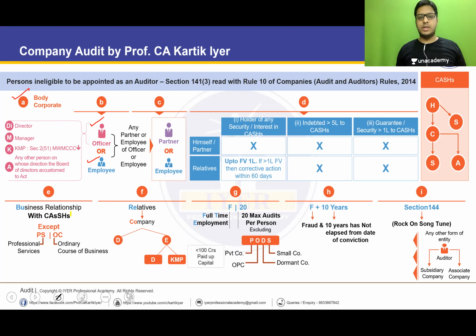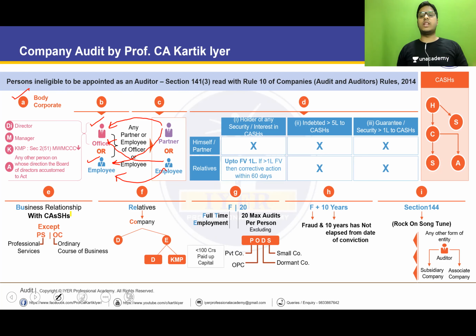Then we have clause number C. Clause number C says that any partner or employee of any officer or employee of the company cannot be an auditor. So any partner of the officer, or any partner of the employee, or any employee of the officer, or any employee of the employee cannot be the auditor. That is what they have shown here. We have already seen many examples in relation to this in the main batch.